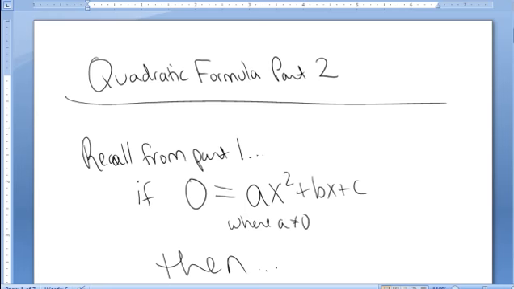In this video, we'll continue to focus on the quadratic formula. We'll mainly focus on the discriminant and what it tells you about the x-intercepts of a quadratic function.